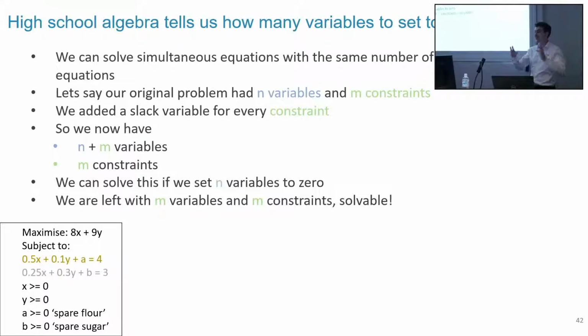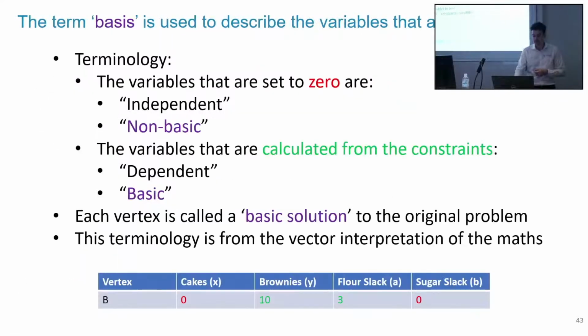So my number of cakes and brownies were my original variables, and then I'm left with a system that I can solve. The term basis is used to describe the variables that aren't 0. As soon as you open a linear programming textbook, page 1, they're going to hit you with the idea of a basis. Basic variables are the ones that aren't 0, the ones I'm interested in, and non-basic variables are the ones that are set to 0. That's the terminology I use. So basic means non-zero, non-basic means 0. You can think of them as dependent and independent. I choose to set some variables to 0 independently, and I calculate the other ones.